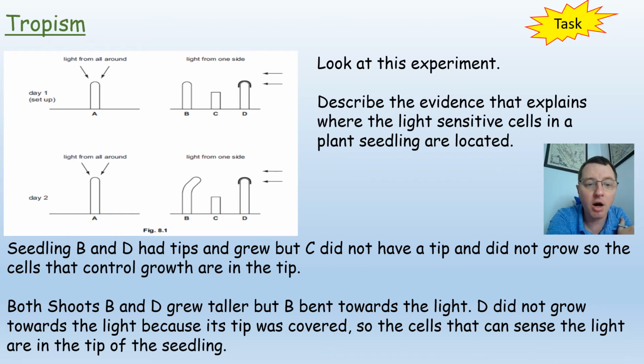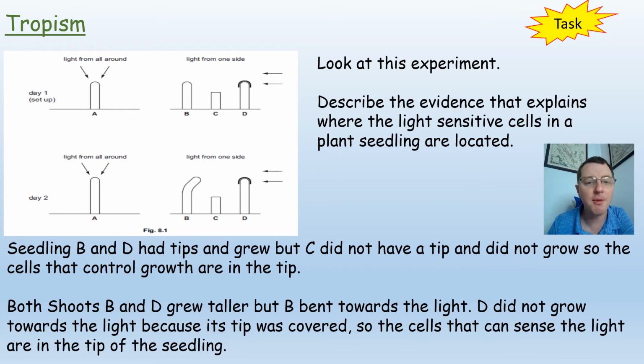And here are our results written down for us. Seedling B and D had tips and grew, but seedling C did not have a tip and it did not grow. So the cells that control growth are in the tip. Both shoots B and D grew taller, but B bent towards the light. D did not grow towards the light because its tip was covered, so the cells that can sense the direction of light are in the tip of the seedling.